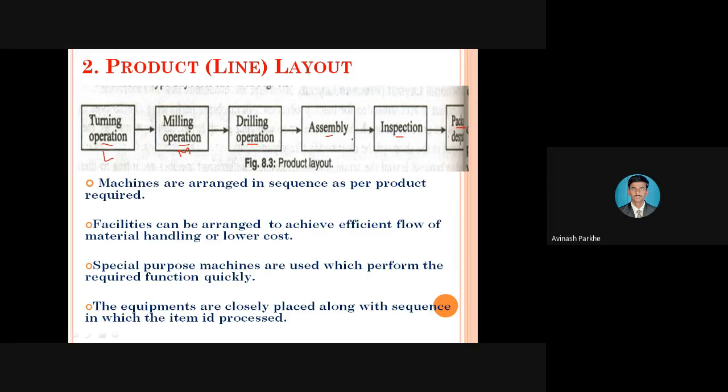So whatever the required machines are, only those required machines I am providing in the sequence. If I am not performing drilling operations, and still I have provided the drilling machine, there is no use of that particular drilling machine. So if the drilling operations are not required, there is no need to provide the drilling machines. Like that, better utilization of the machines and the workers will take place through this particular product layout.